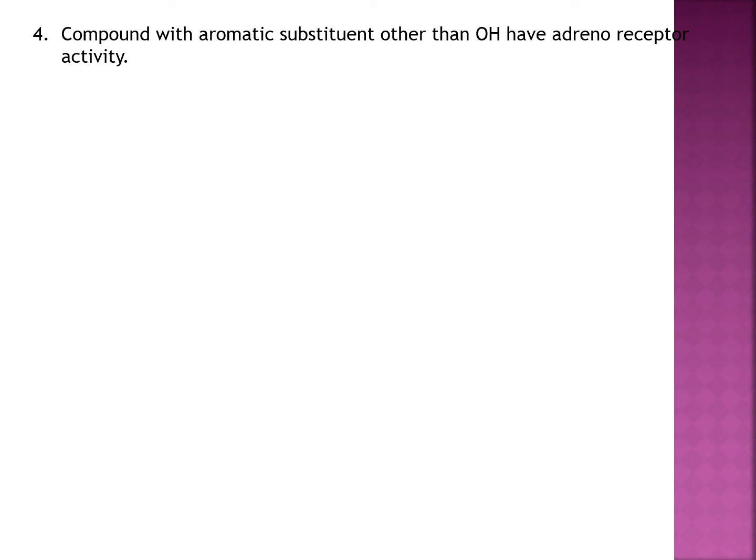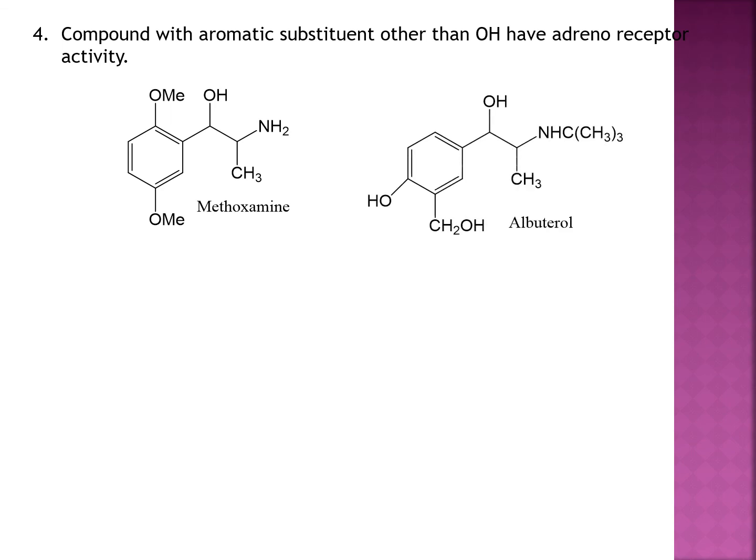Next point, compounds with aromatic substituents other than hydroxyl groups have adrenoreceptor activity. Examples are methoxamine and albuterol. So here there is no hydroxyl group. In methoxamine a methoxy group is there, and in albuterol an alcoholic group is there. So these two drugs have adrenergic activity.